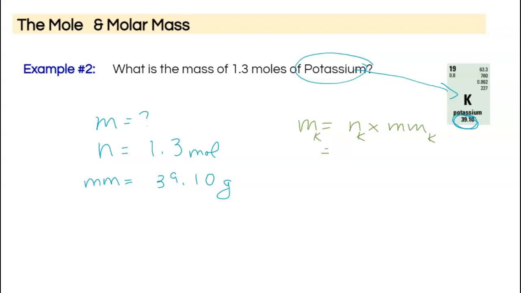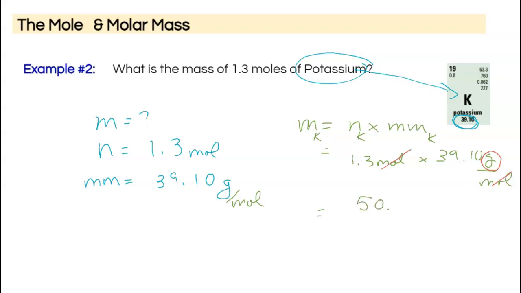And so my number of moles is 1.3 moles. And my molar mass is, I should add here, grams per mole, 39.10 grams per mole. And I can even see right here how these units of moles are going to cancel out really nicely and leave me with grams. So that will be perfect. And so when I work out that calculation, 1.3 times 39.10, that's going to give me a value. And we're just going to do a unit analysis here.